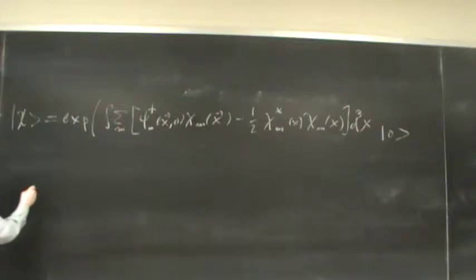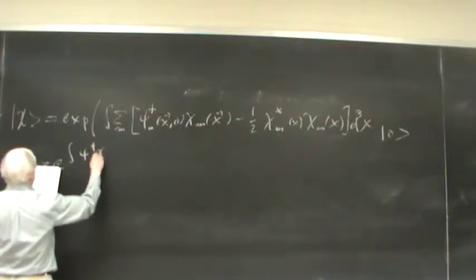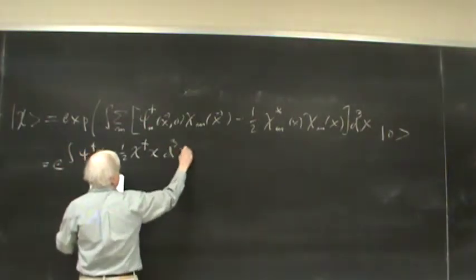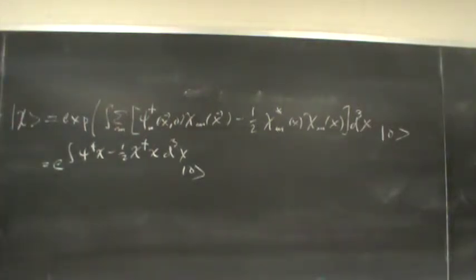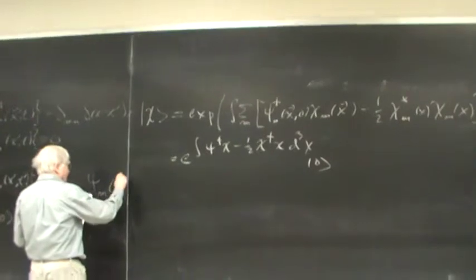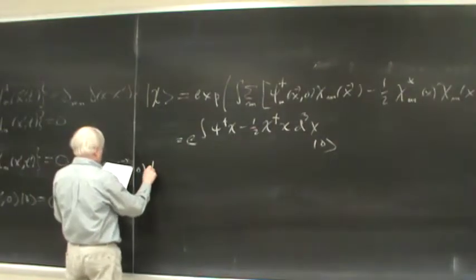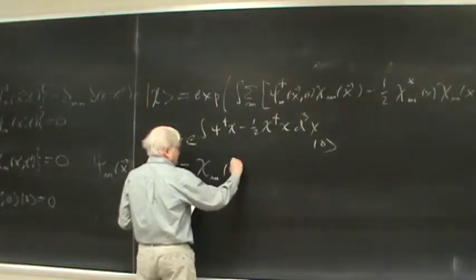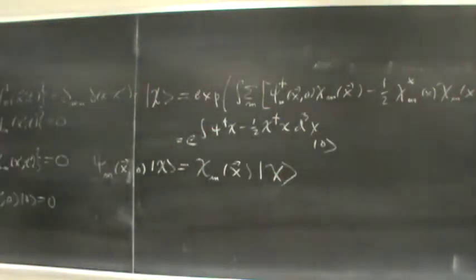And another way of writing that is to say that this is e to the integral psi dagger chi minus a half chi dagger chi d cubed x on 0. And then what you can show is that chi m of x, well, x and 0, times 0, acting on this state chi, in fact, is equal to chi m at the space point x, the state chi. Okay, so are we sort of happy with that?